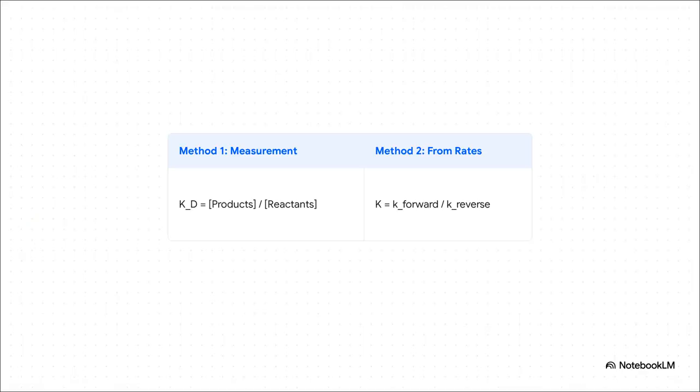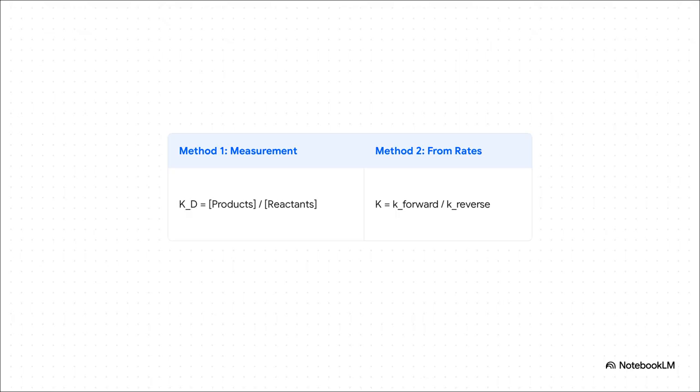Now this is where it gets really amazing. It turns out there are two totally different ways we can find this number, K. The first method is super straightforward. You just wait till you hit equilibrium, and then you divide the number of product dice by the number of reactant dice. Easy. The second method is more theoretical. You divide the rate constant of the forward reaction by the rate constant of the reverse reaction.